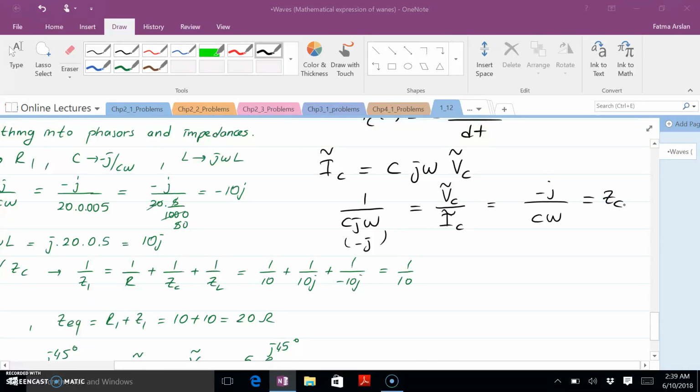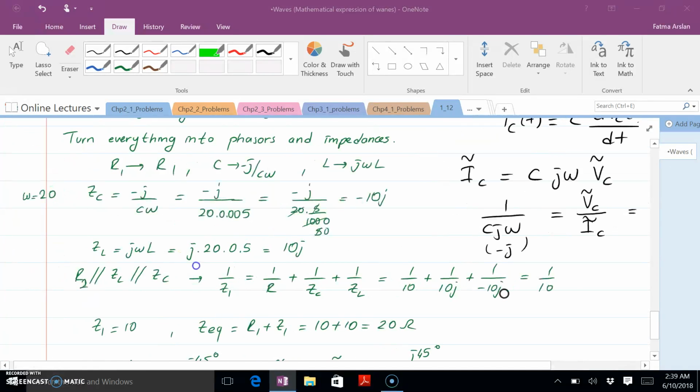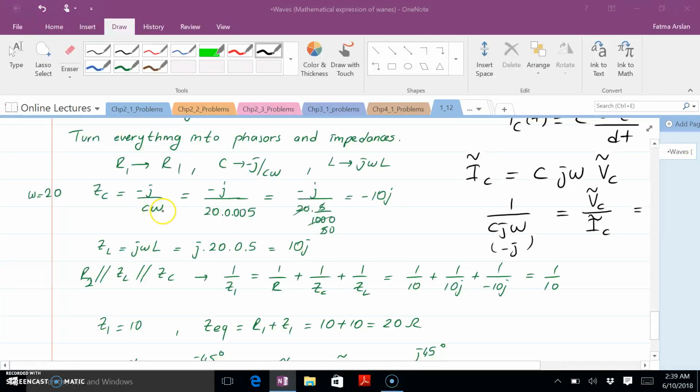And the complex impedance for inductance actually works the same way. So let's continue by plugging in our numbers into these formulations. If we calculate the complex capacitance, that's negative 10j, and the complex inductance is 10j.